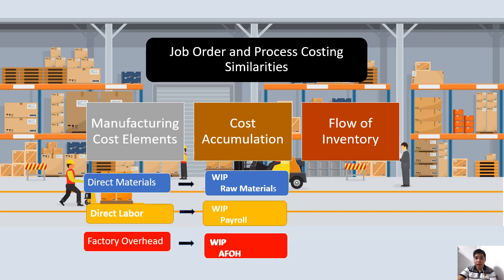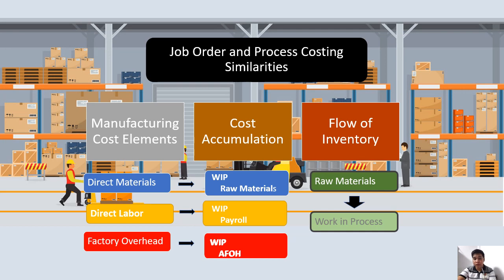At the same time, with regards to the flow of inventory, parehas lang din po yan. So, una, manggagaling muna yan sa raw materials, then isi-send yan dun sa production wherein magiging part ng work in process inventory, then kapag natapos, magiging part ng ating finished goods inventory. So, as a whole, parehas lang po sila with regards to manufacturing cost elements, cost accumulation, and flow of inventory.